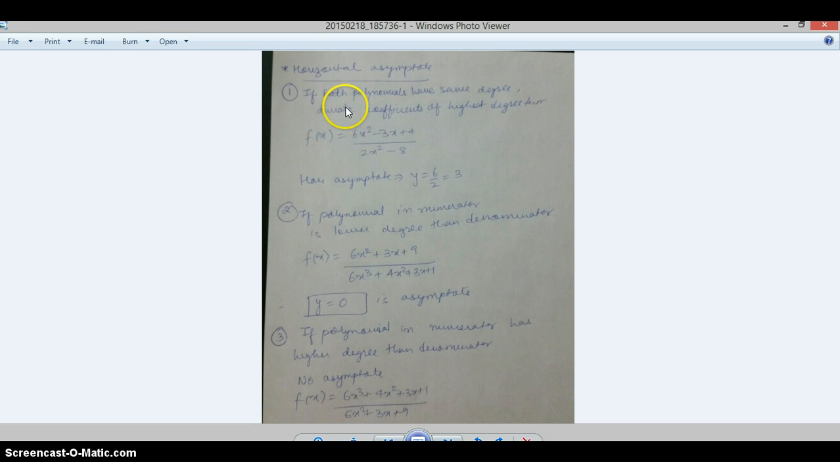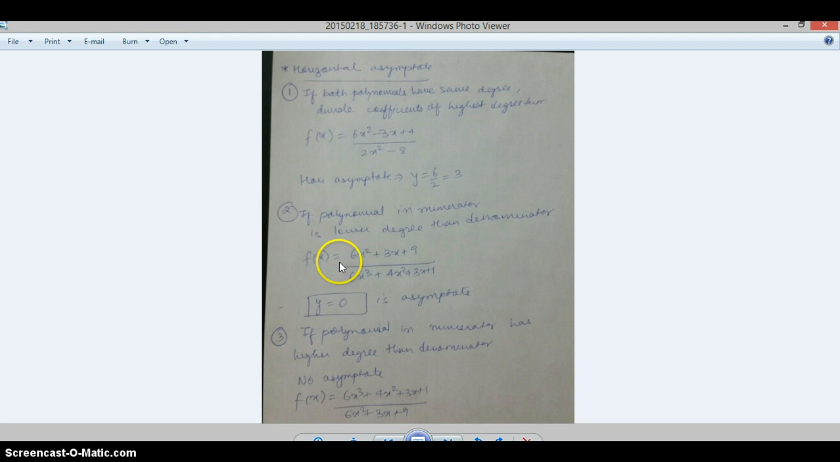If both the polynomials have the same degree, the highest degree of x in the numerator is 2 and here it's 2. If they are the same, then you need to divide the coefficients of the highest degree. Here the coefficient of the highest degree in the numerator is 6 and in the denominator is 2. So you need to divide 6 by 2. So your horizontal asymptote is y equal to 6 over 2, that is 3.